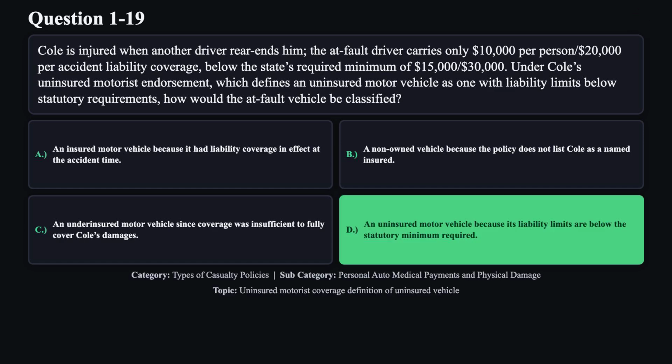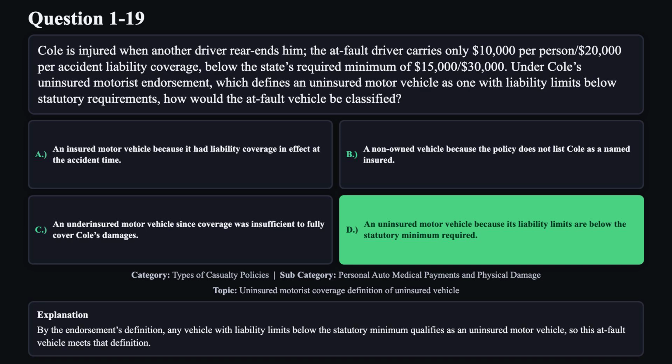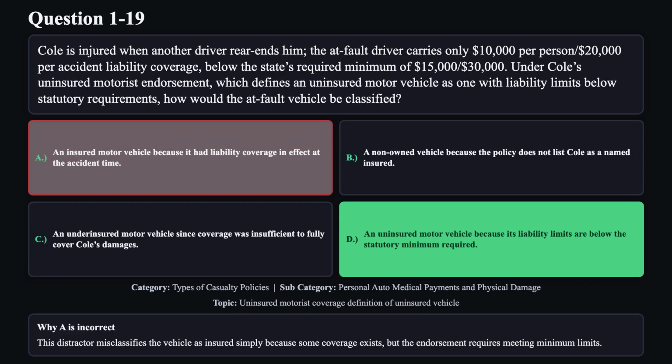The correct answer is D. By the endorsement's definition, any vehicle with liability limits below the statutory minimum qualifies as an uninsured motor vehicle, so this at-fault vehicle meets that definition. Reason A is not correct. This distractor misclassifies the vehicle as insured simply because some coverage exists, but the endorsement requires meeting minimum limits.